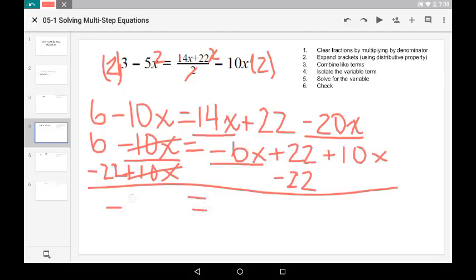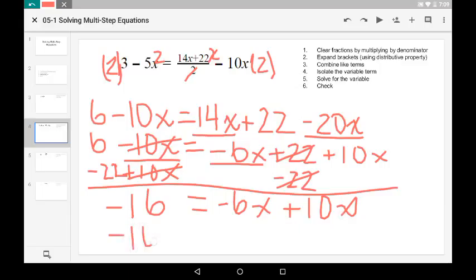Alright, 6 minus 22 is negative 16. On the other side, plus 22 minus 22 will cancel out, so all we're left with is negative 6x plus 10x. If we combine those together, we have negative 16 is equal to 4x. Running out of space here, but the last step is to divide both sides by 4. And then over here we'll get that x is equal to negative 4.